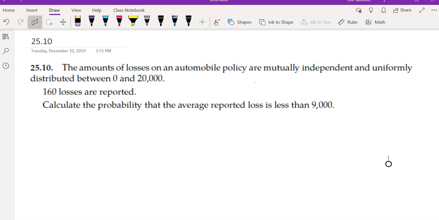Is the mean 20,000 plus 1 over 2? Why would it be plus 1? That's discrete uniform. This is not discrete uniform. Why do we know? Because the loss amount could have change to it. Okay, I was thinking of the number of losses. Gotcha. These are loss amounts, so it's continuous uniform.